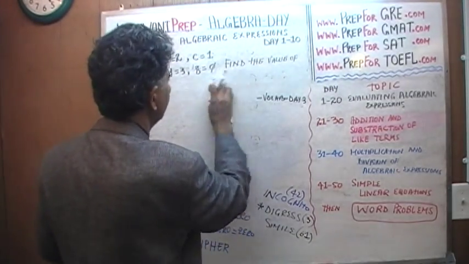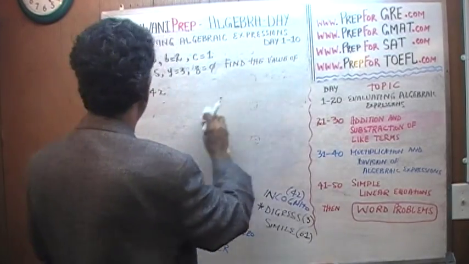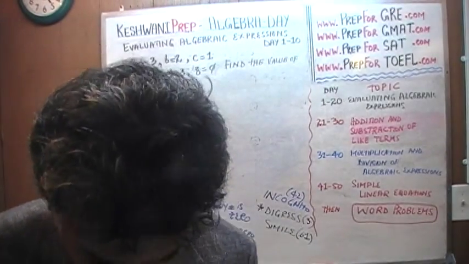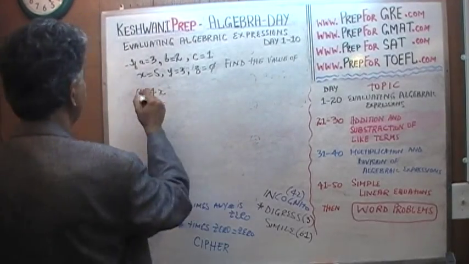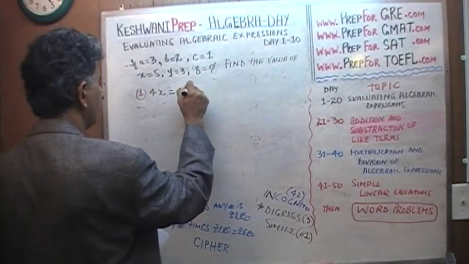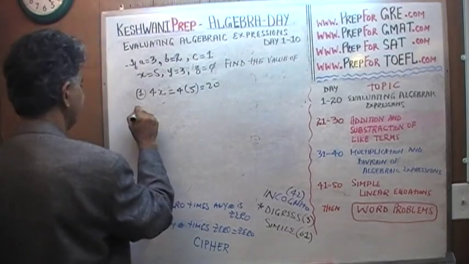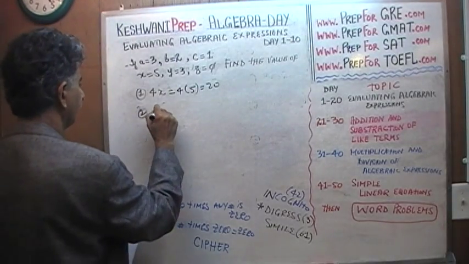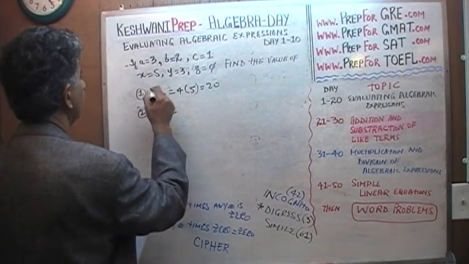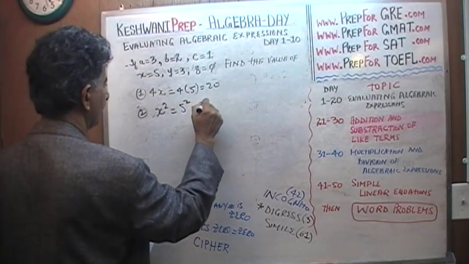Number 1 is 4 times x. 4x. 4 times x. How much is x? x is 5, so it's just 4 times 5, which is 20. Number 2. x squared. Very straightforward. x is 5, so it's 5 squared, which is 25.